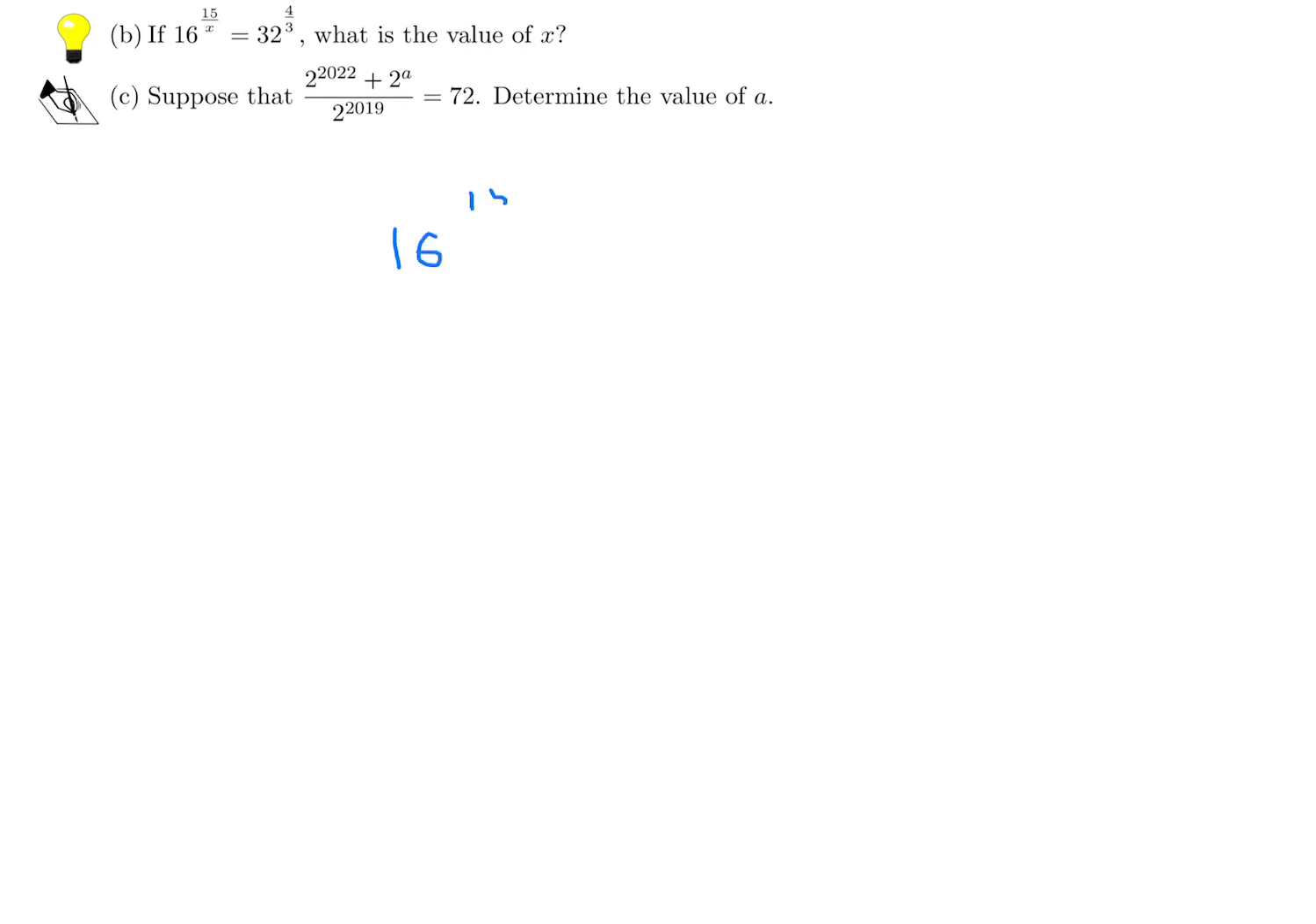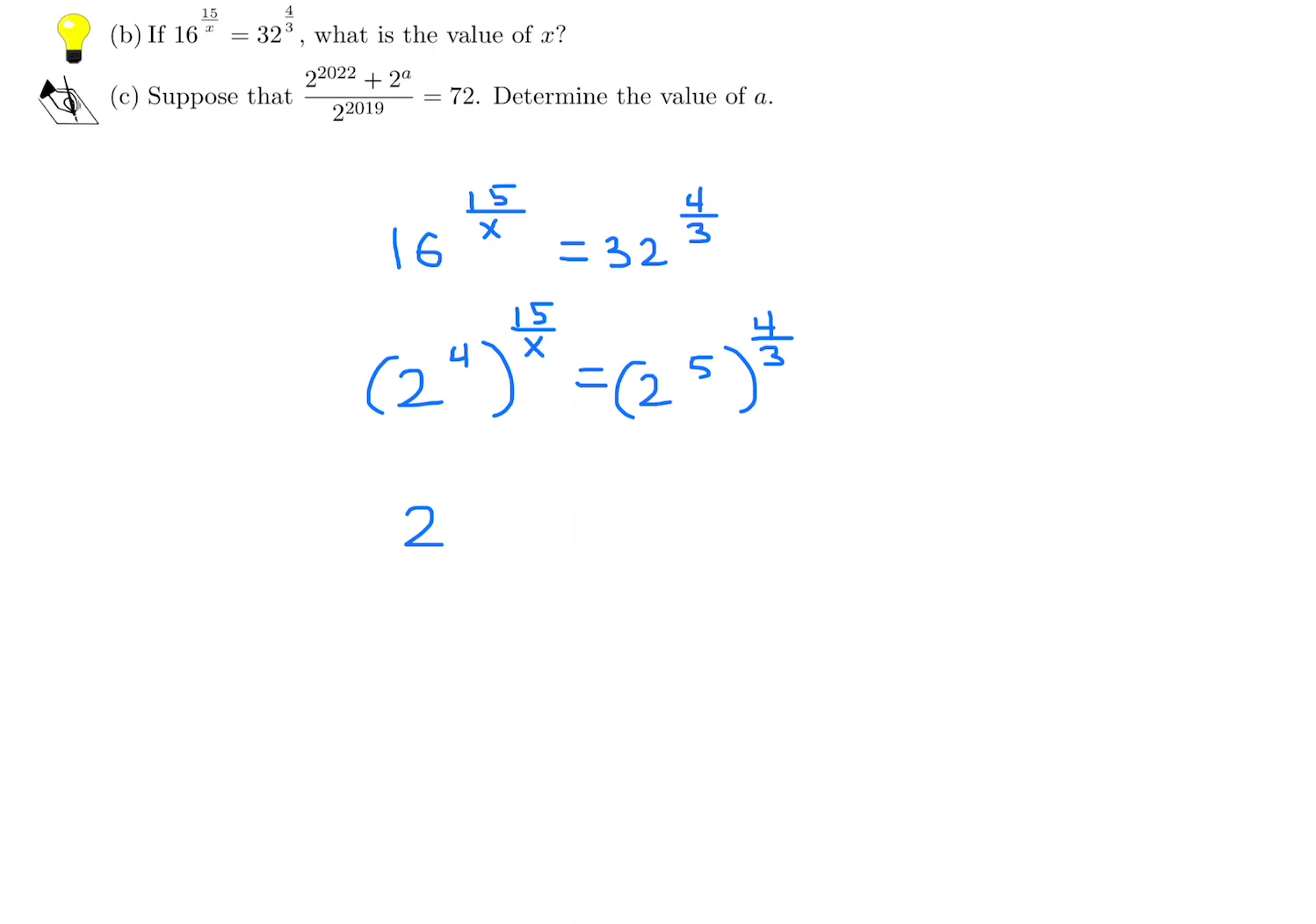If 16 to the power of 15 over x is equal to 32 to the power of 4 over 3, what is the value of x? It's helpful if you change all these to base 2. So that's 2 to the power of 4, with 15 over x as the exponent. 32 is 2 to the power of 5, with 4 over 3 as the exponent. Now, by exponent laws, you multiply, so that'd be 60 over x, and this would be 5 times 4, 20 over 3.